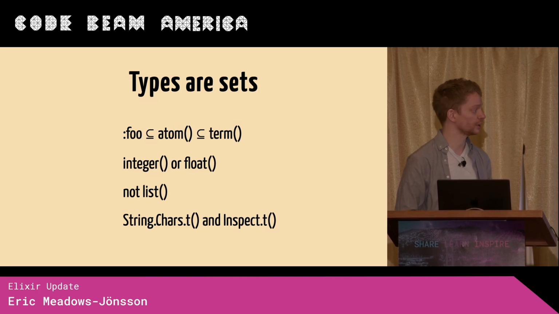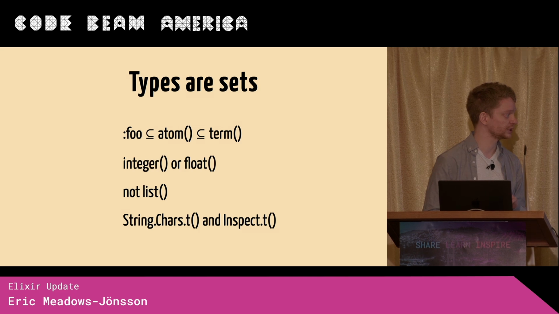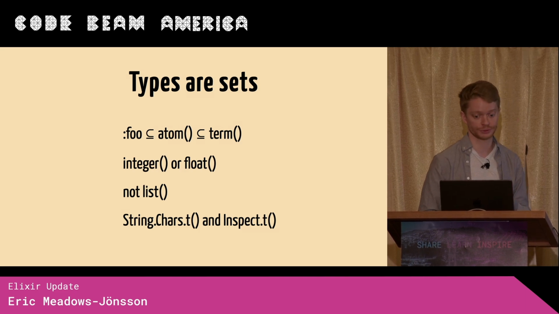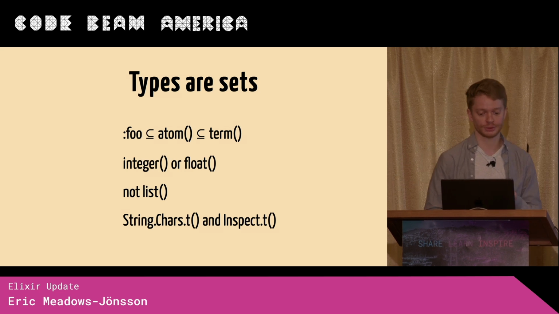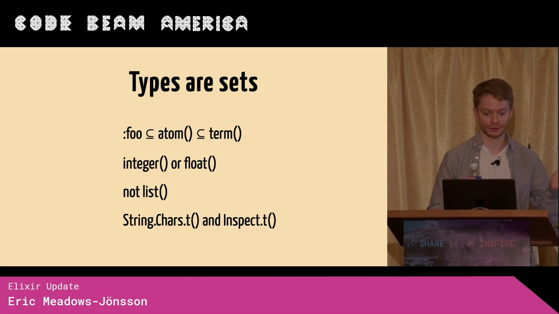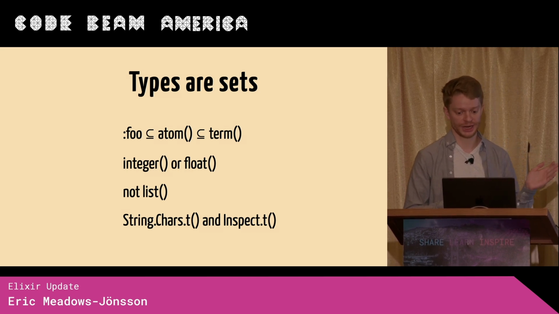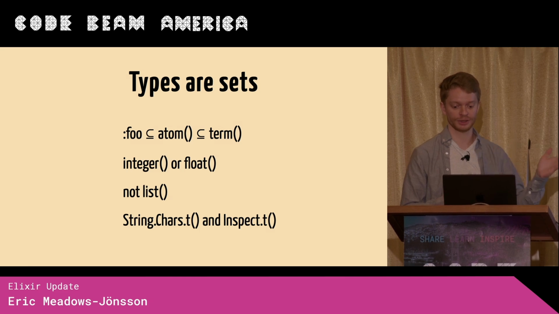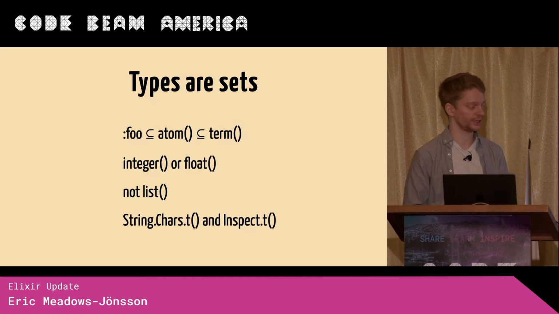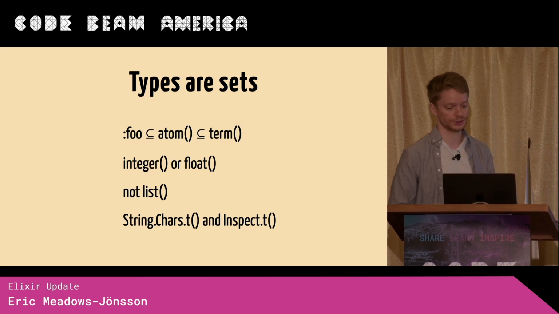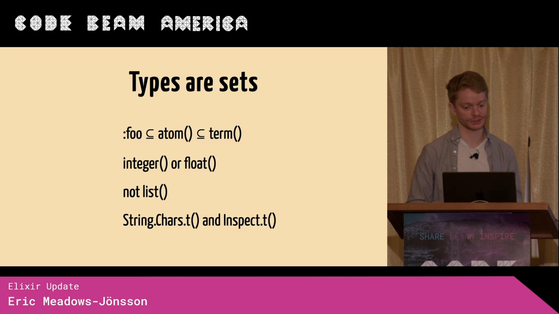The other operator is and, which we use for intersection types. And unlike unions, where when we're trying to compare types, the type only has to satisfy one of the types in the union, with intersection types, when we do type comparisons, we have to satisfy all the types in the intersection. And we can do some really cool things with that.